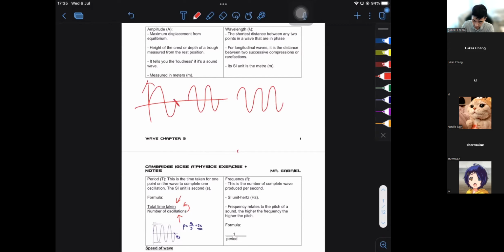Let's say, for example, if here the time is 1 second, then the period of this wave will be 1 second, because it only took 1 second to complete 1 wave. If here is 1 second, that means the period is going to be 0.5 seconds, because it took 0.5 seconds to complete 1 oscillation. Whereas if this one here is 1 second, then I know for a fact that the period here is 0.33 seconds, because it took 0.33 seconds to complete 1 oscillation. You get what I mean, Lucas?